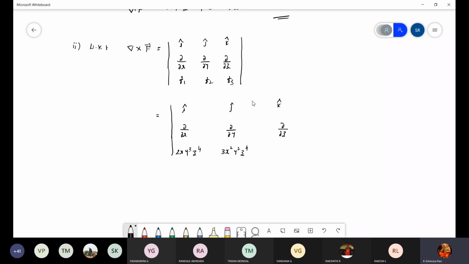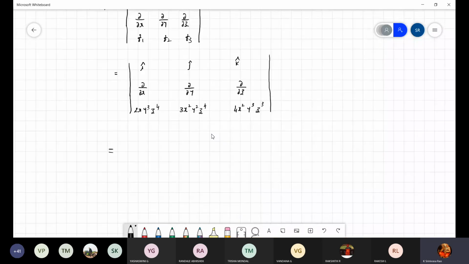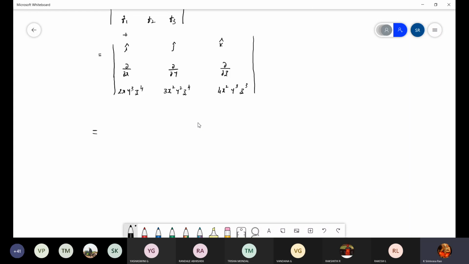And the third component is 4x square y cube z cube. Correct? And now you draw the second line like this. Yes. So one more step we will take. This is a 3 cross 3 determinant. So a 3 cross 3 determinant is nothing but this: always plus, this is minus, and this is plus.